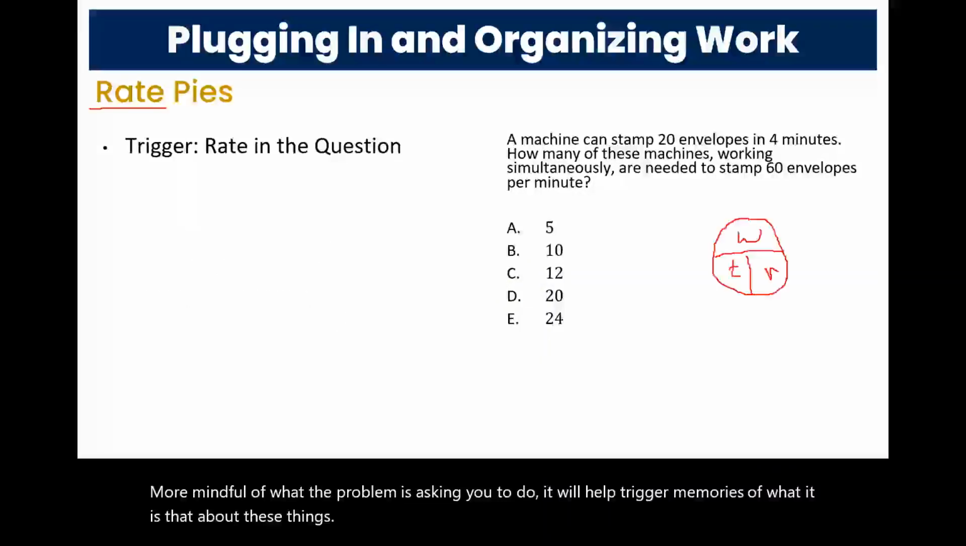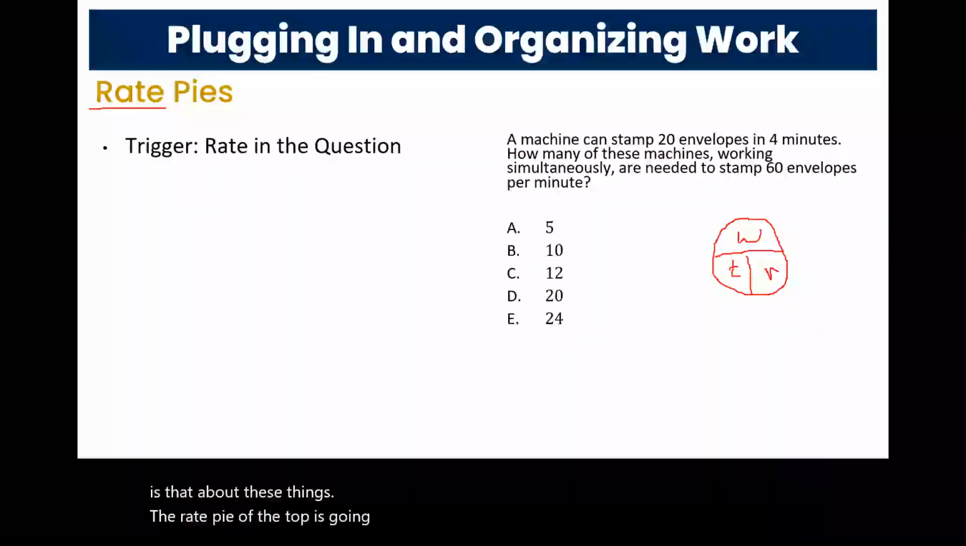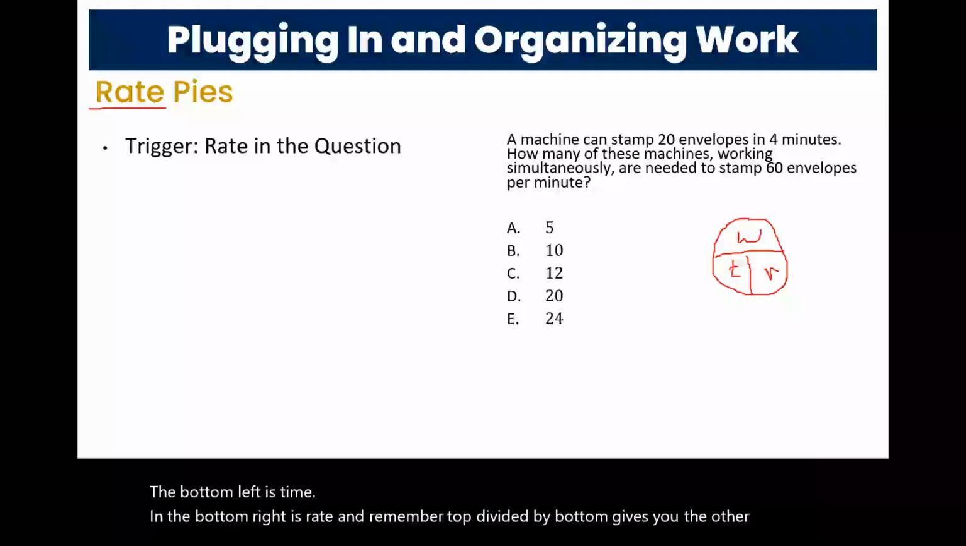The rate pie: the top is going to be work. The bottom left is time. And the bottom right is rate. And remember, top divided by bottom gives you the other side. And then the bottom two multiplied gives you the top.